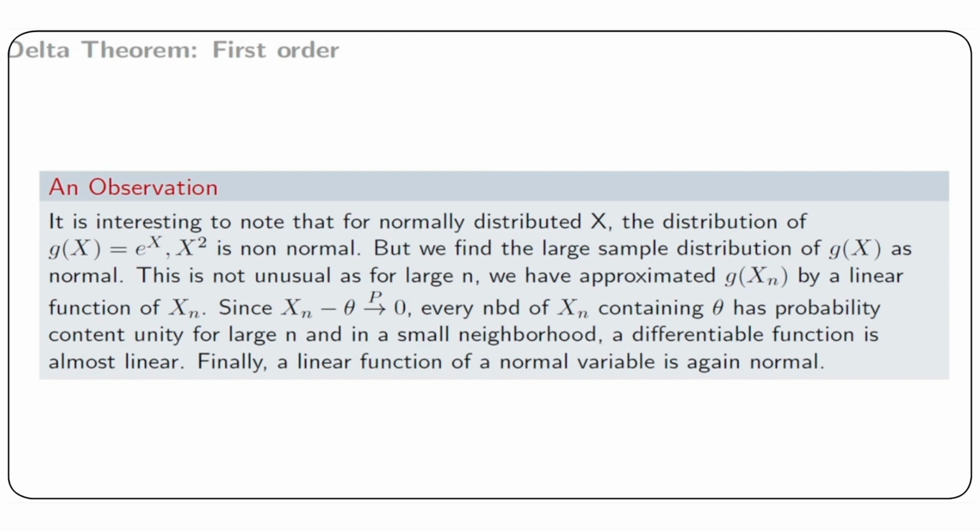So next we shall discuss the delta theorem of higher order. Actually, in our last theorem we assumed that g'(θ) is continuous and non-zero, but in practice, depending on the different choices of g, this g'(θ) may be 0. So in such a case the delta theorem of first order is not applicable. So we need the higher order delta theorem.